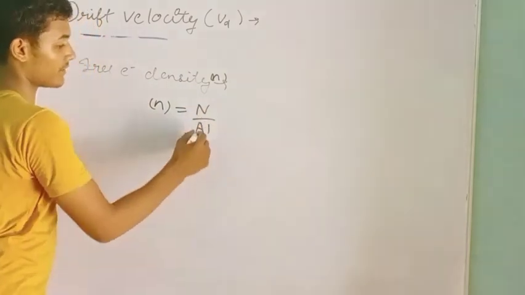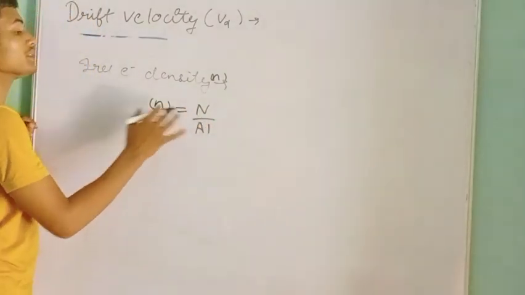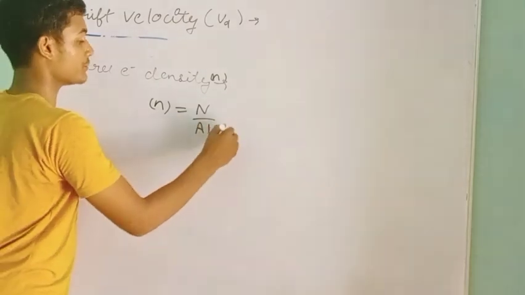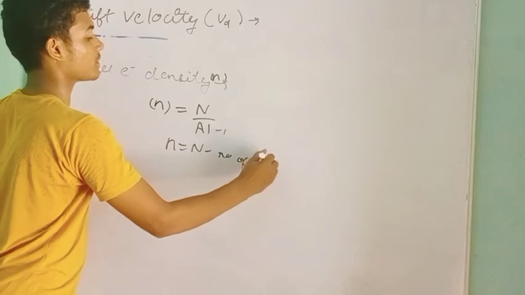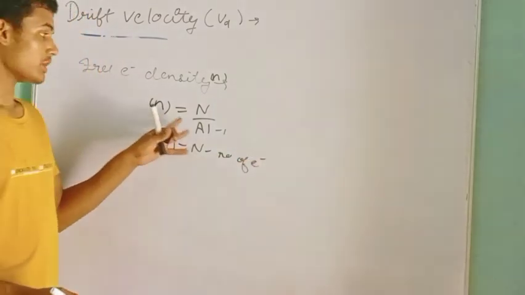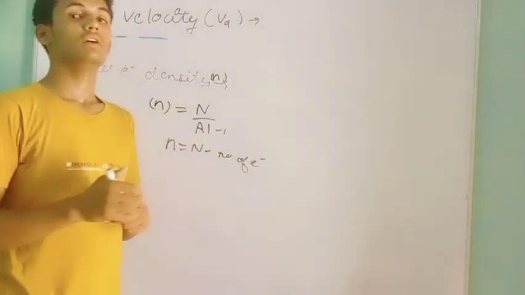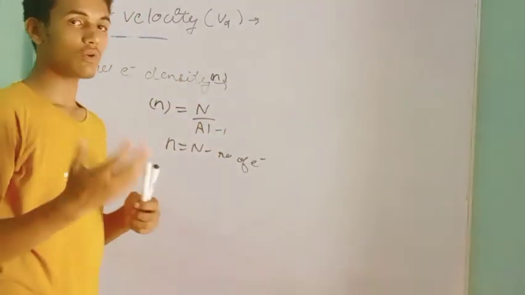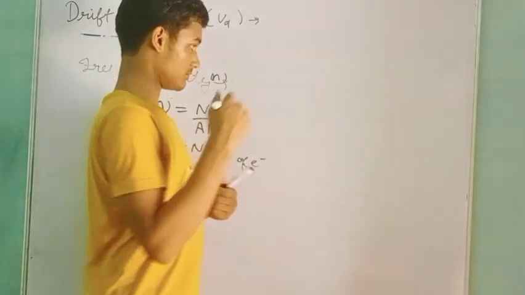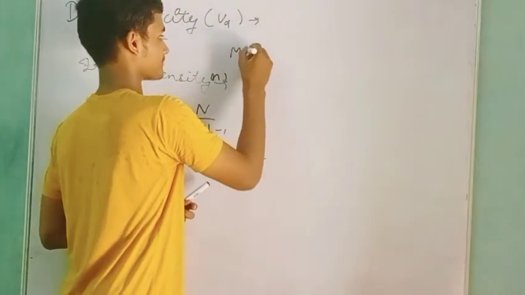We take A as the area and l as the length. The number of free electrons in unit volume, where n is the number of electrons, is called the free electron density in a wire.